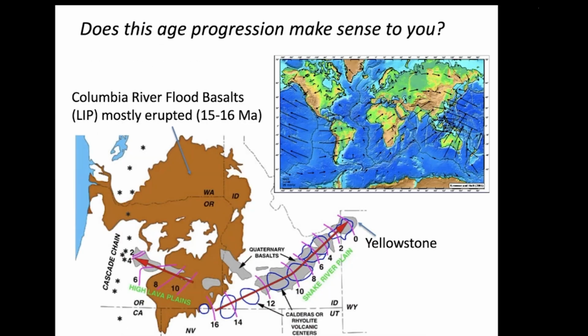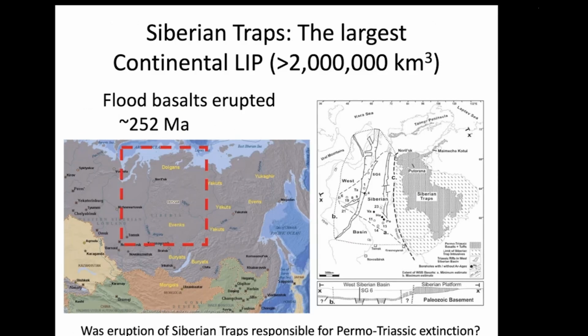All right. And we've already talked about this age progression. We don't have to talk about that anymore. Let's talk about the largest continental LIP on the planet. This is the Siberian Traps. These are flood basalts that erupted 252 million years ago. And that may be a time that triggers a bell in your memory. That is very close to the Permo-Triassic extinction.